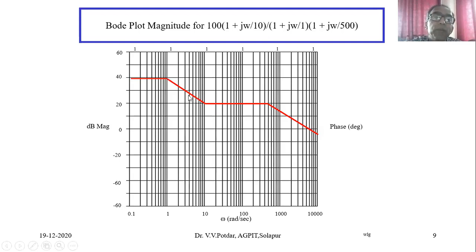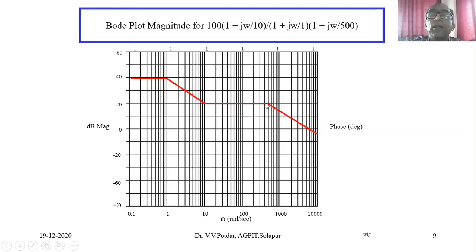This is a straight line with minus 20 decibel per decade slope for the simple pole, and then for the simple zero, I've got a straight line with a slope of plus 20 decibel per decade. So minus 20 decibel plus 20 decibel, the slope becomes zero. That's why it is a straight line starting from the second corner frequency of 10 up to the next corner frequency, that is 500. So it will be a straight line of net slope of 0 decibel per decade up to 500 radian per second.